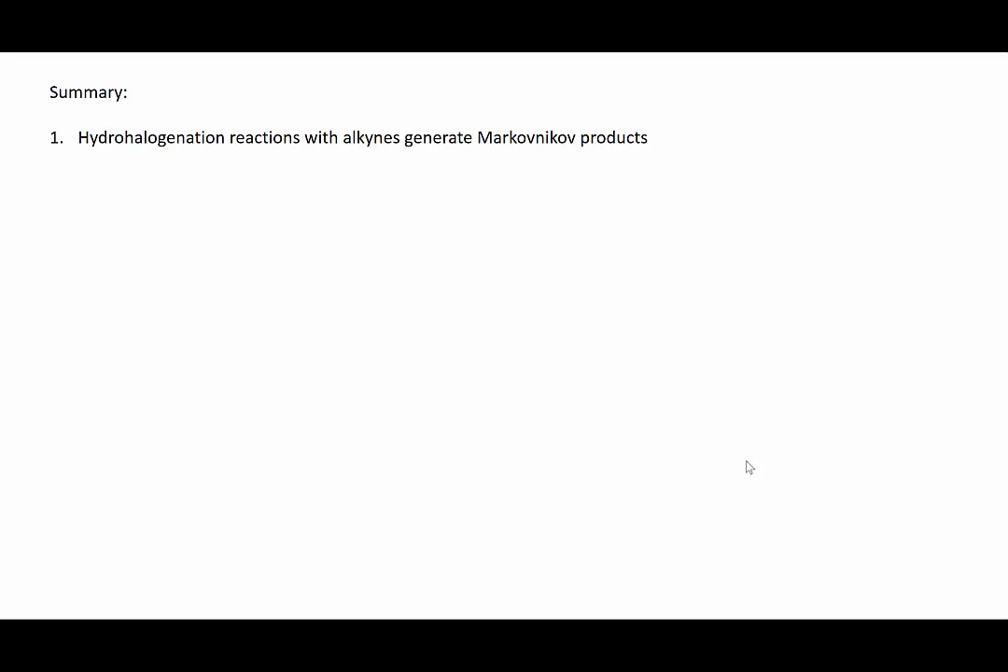To summarize, hydrohalogenation reactions with alkynes, just as in the case with alkenes, will generate Markovnikov products. Also, if you use an excess of the acid with these alkyne reactions, we will generate geminal haloalkanes.